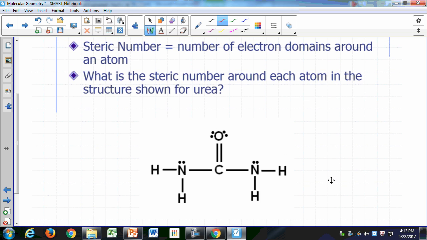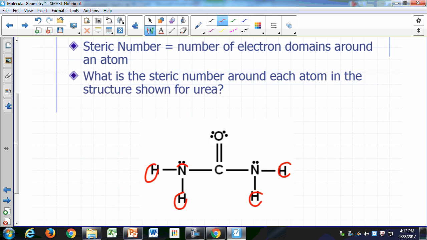So let's look at this example right here for a molecule called urea. What's the steric number around each atom in the structure? We're not going to look at the terminal atoms, because there's only one group sticking out of those. Let's just look at atoms that are not terminal atoms, that are connected to two other groups.